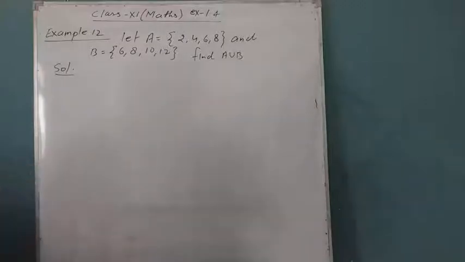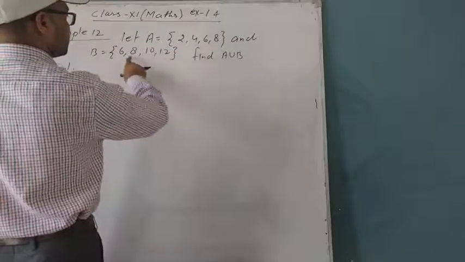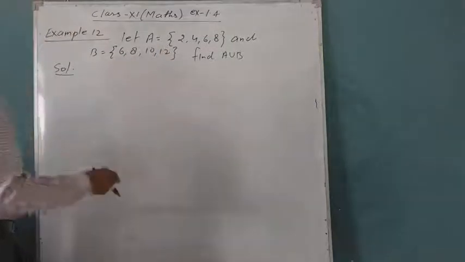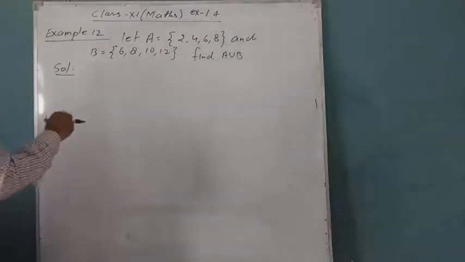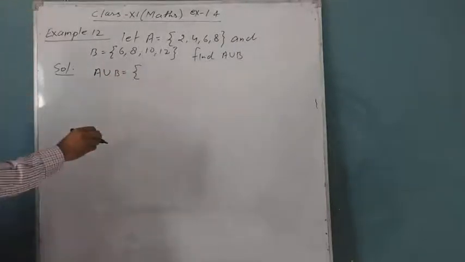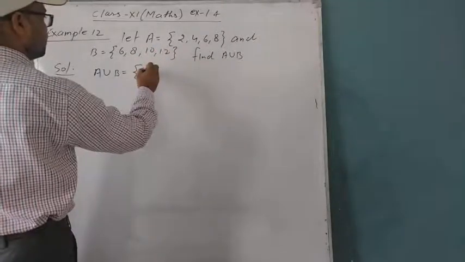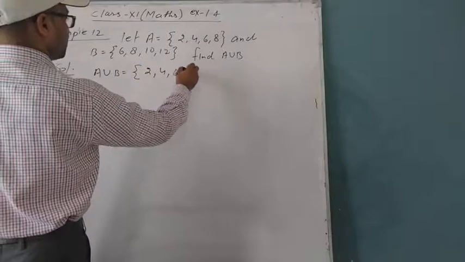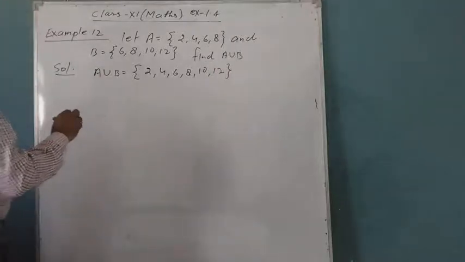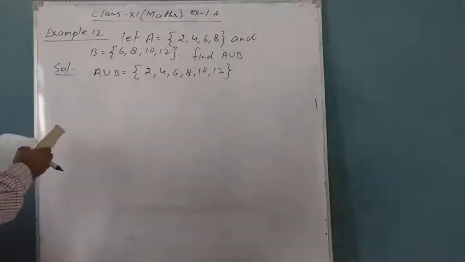In A and B the common elements are 6 and 8. They appear in both sets, so they will be counted only a single time. So A union B is equal to, no element should be left, all elements should be taken from A and B: 2, 4, 6, 8, 10 and 12. So A union B is the set containing the elements 2, 4, 6, 8, 10 and 12.